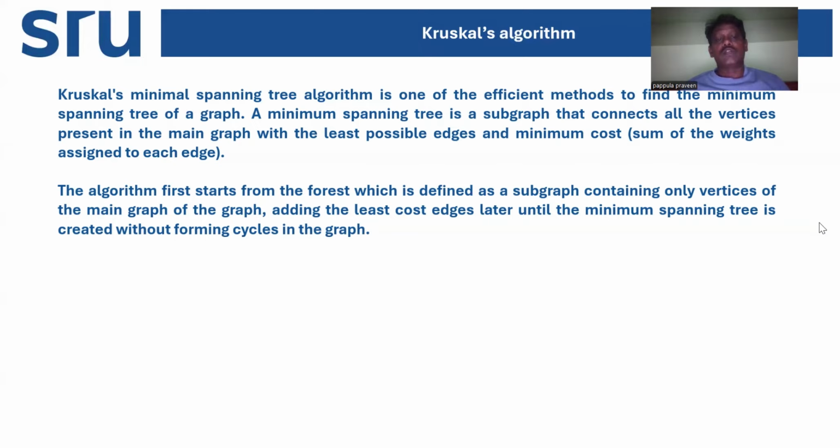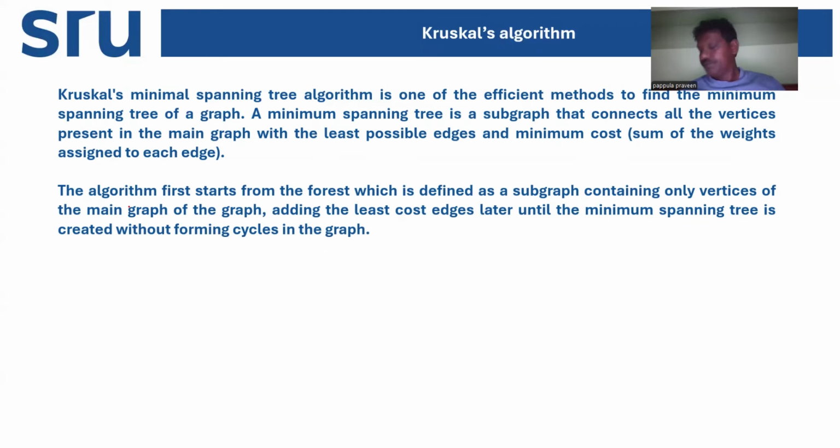The algorithm first starts from the forest, which is defined as a subgraph containing only the vertices of the main graph, adding the least cost edges later until the minimum spanning tree is created without forming cycles in the graph. We already discussed this. Now for the spanning tree, we should follow 4 conditions. One is connected, another is acyclic, the third is that the number of edges equals the number of vertices minus 1, and finally we should cover all the vertices.